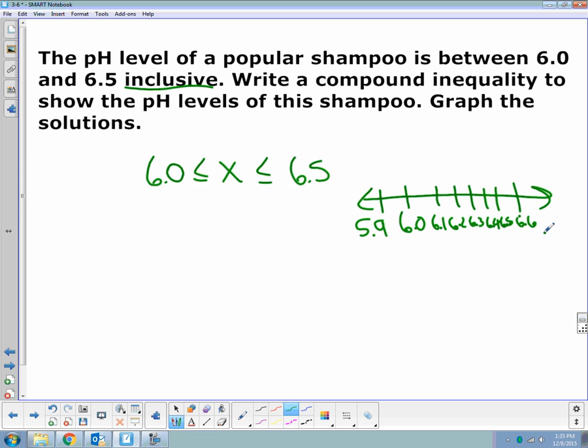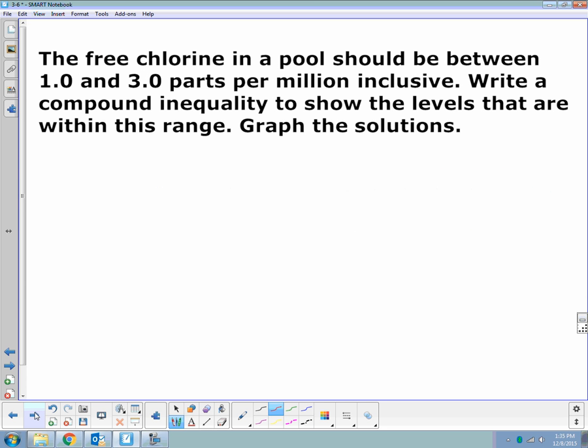Now I'm going to graph it, so I know that x is somewhere in between 6 and 6.5. Could be 6 exactly, could be 6.5 exactly, or somewhere in between. And it would be able to go out into production at that point. And that's how we can set up these inequalities. Try this one. Free chlorine. See if you can get this one to work out.